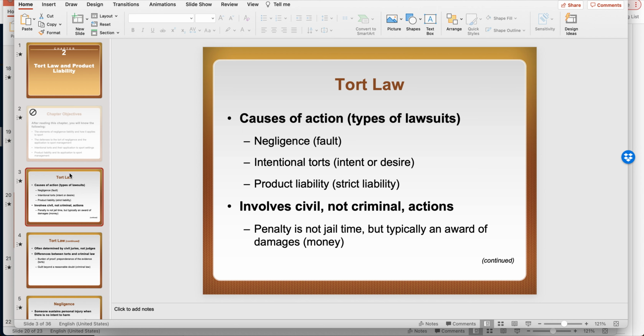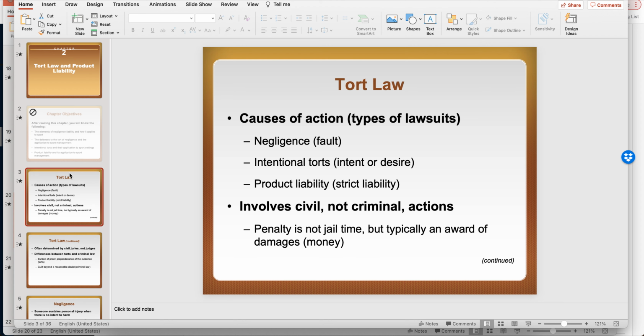Tort law is kind of interesting because it's looking at different causes of action, so types of lawsuits that take place. The ones that are important for us to understand, especially in sports admin and the sports realm, are negligence, so who's at fault, and intentional torts, so intent or desire for there to be harm done, or if there was an intent for someone to do something bad.